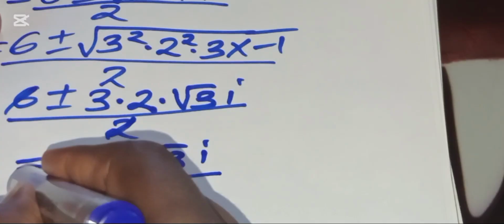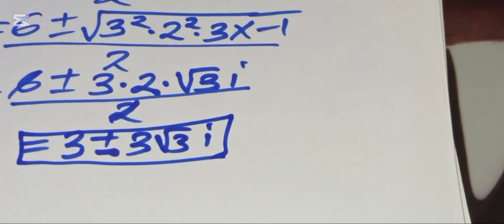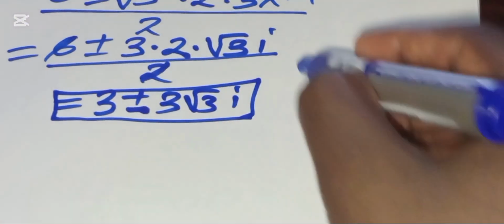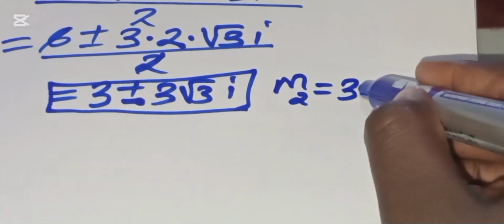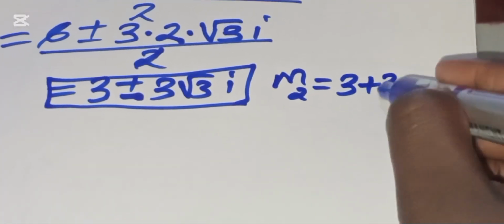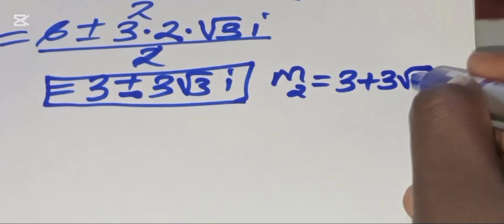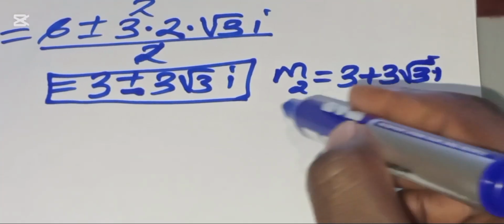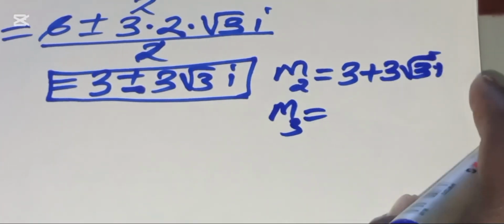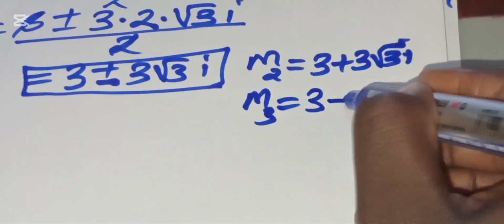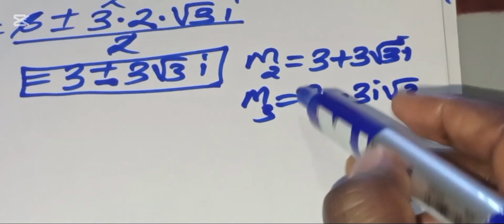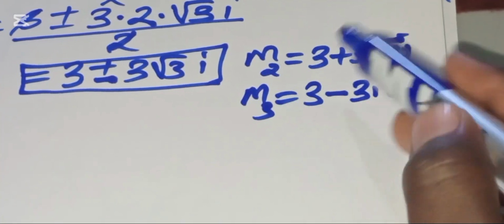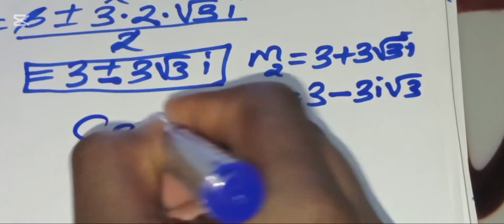Now these are the two complex values, so that means that m2 is equal to 3 plus 3 square root of 3 i, and also m3 is equal to 3 minus 3 square root of 3 i. This is m2 and m3. Now let's move to case 2.